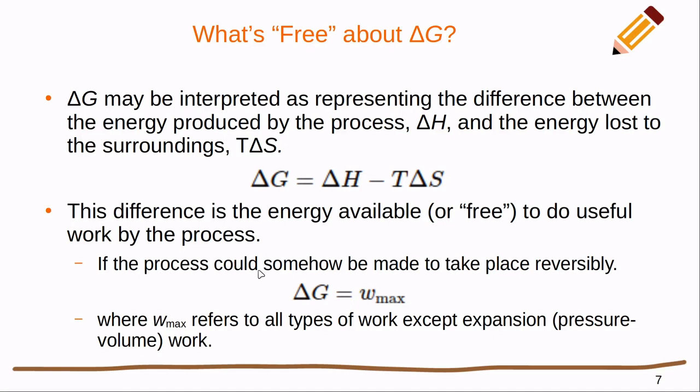If a process somehow could be made completely reversible, the delta G of that process would be the maximum amount of work that you would be able to get out of that process.